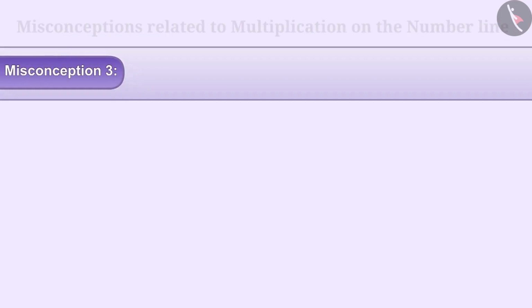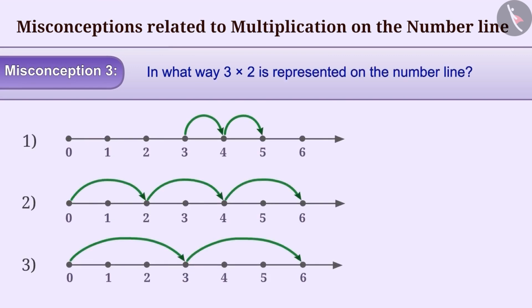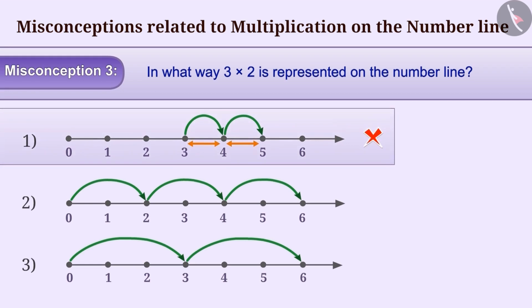Misconception 3. In what way is 3 multiplied by 2 represented on the number line? While representing the multiplication of whole numbers on the number line, counting is often done from the first number 3 and 2 steps are taken towards the right with unit distance each. This is a misunderstanding. To multiply two numbers on the number line, one should start with 0.